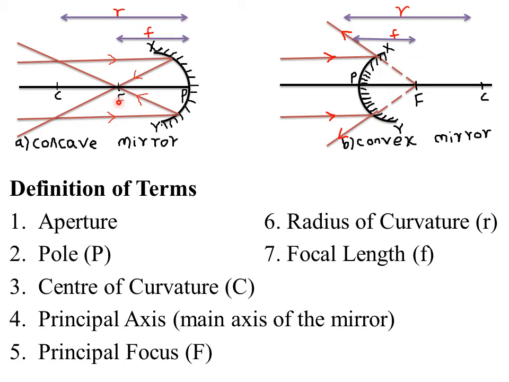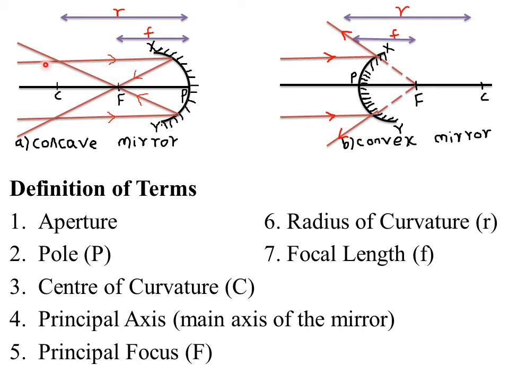So for concave mirrors, the principal focus is defined as the point at which all rays parallel and close to the principal axis converge after reflection. So if you are asked to define the principal focus for the case of a concave mirror, you simply say it is the point at which all rays parallel and close to the principal axis converge after reflection.